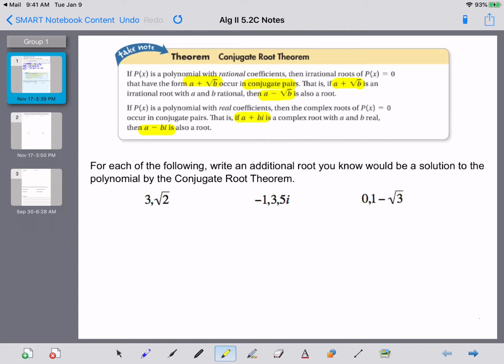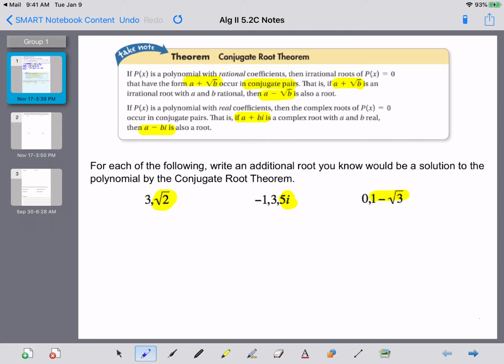So in our next couple examples here, it just says for each of the following, write an additional root that you know would have to be a solution to the polynomial based on this conjugate root theorem. So only irrational ones, things that have that square root symbol on, and imaginary ones are going to have their conjugate. So in our first example, we have a root 2. In our second example, we have a 5i. In our third example, we have a 1 minus root 3. Those are all the ones that are going to have to occur in pairs.